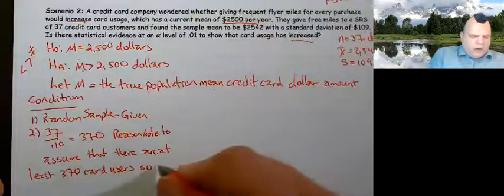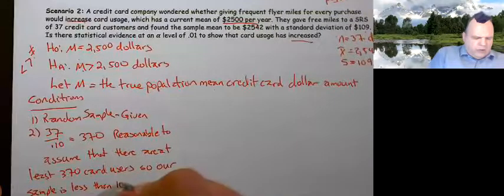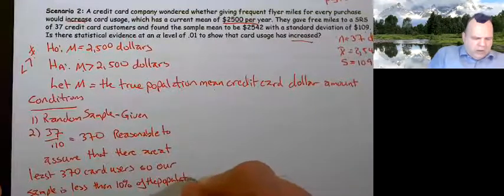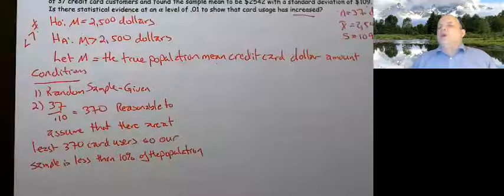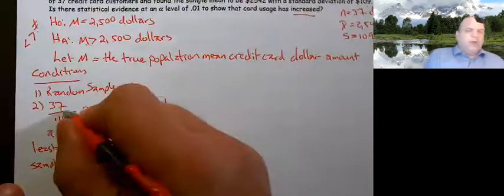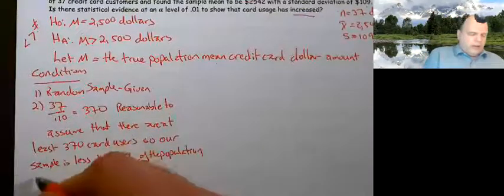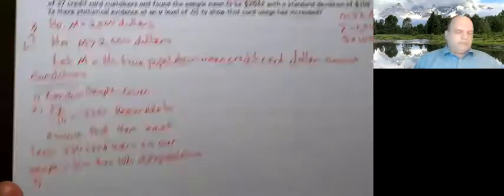So our sample is less than 10% of the population. Once again, we're doing that because technically we're drawing without replacement, and so we're checking to see if things are independent enough. As long as the sample is less than 10%, we're good to go. And I'm going to say there's probably a lot more than 370 customers.